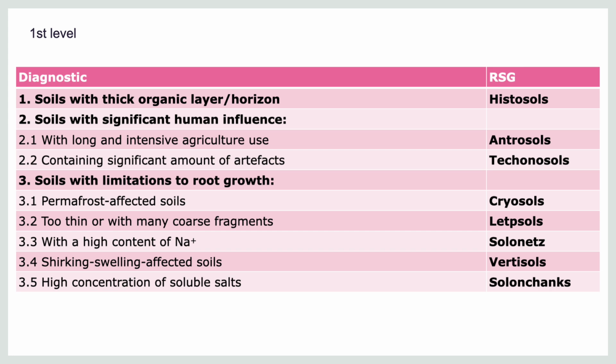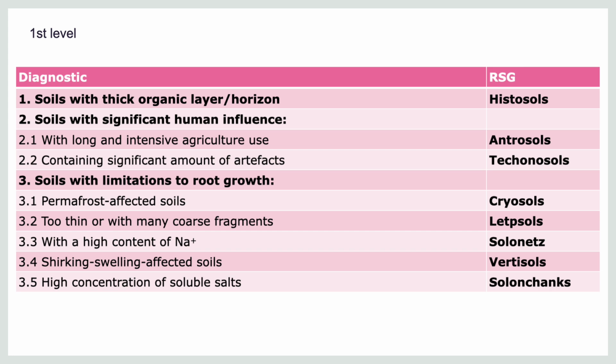We can consider that the RSGs can compose some groups, okay? The first of these groups are those soils that register a thick organic layer or horizon, and in this case we have the histosols. The histosols are basically similar to the histosols in Soil Taxonomy, soils which register organic matter contributing and influencing all the morphological, physical, and chemical properties of the soil.